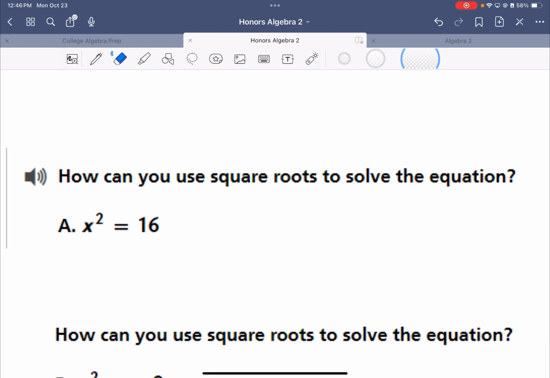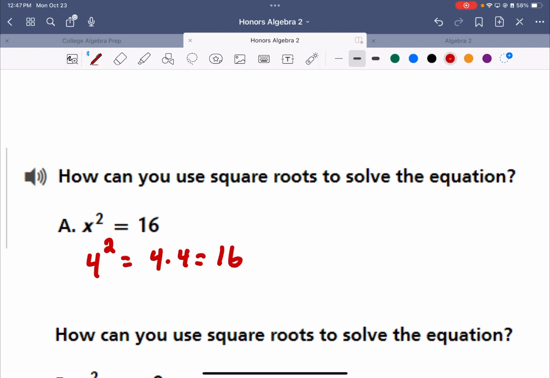And how you go about solving something if you have x squared equals 16. Well, there's a couple ways to think about it. If you think about x squared equals 16, your variable is x, what numbers squared are going to give me 16? And the obvious answer is 4. Remember, when you square something, it means you're taking it times itself. So 4 squared is 4 times 4, which is equal to 16.